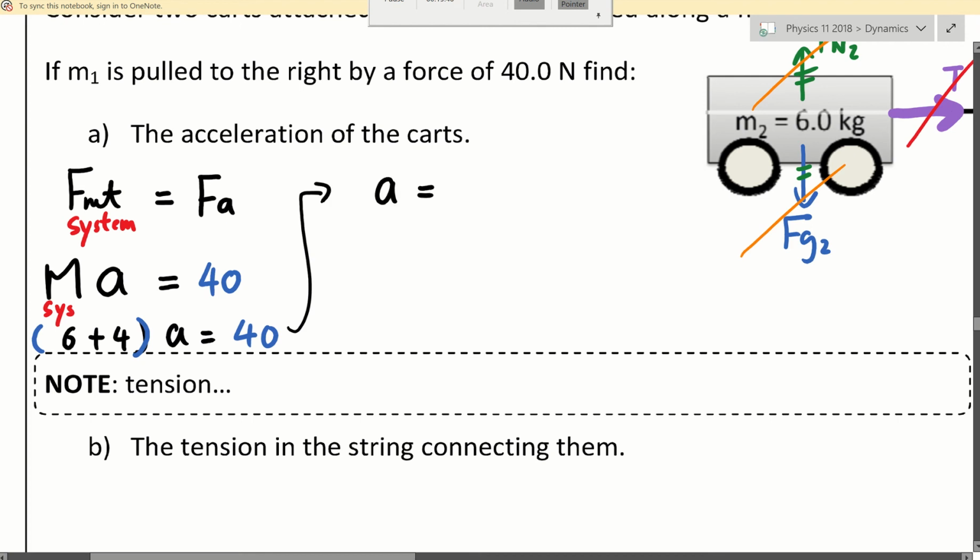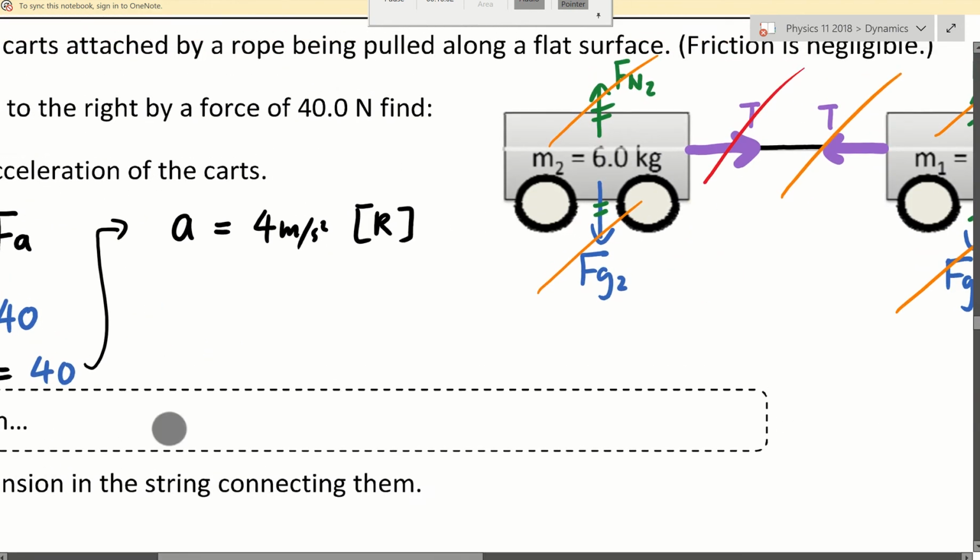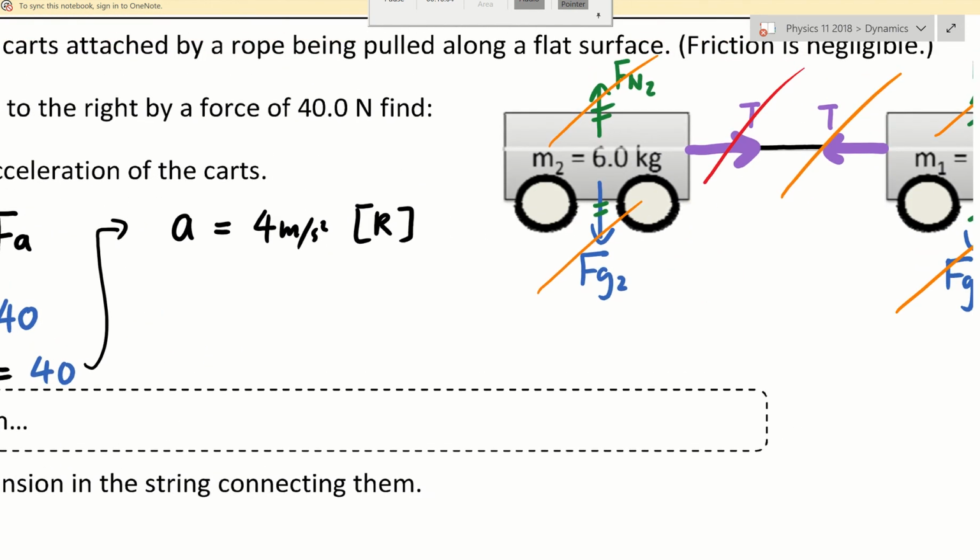Now, but what is this acceleration? So that's 4 meters per second squared going to the right hand side. There you go. Okay. But what is this acceleration? Well, is this acceleration from car 1 or car 2? What will your answer be?